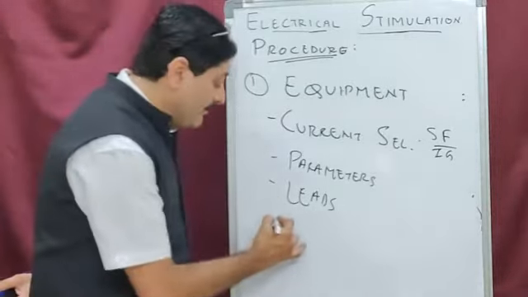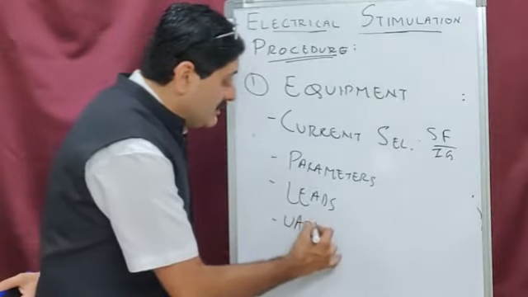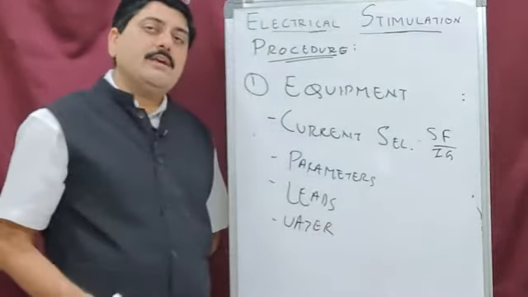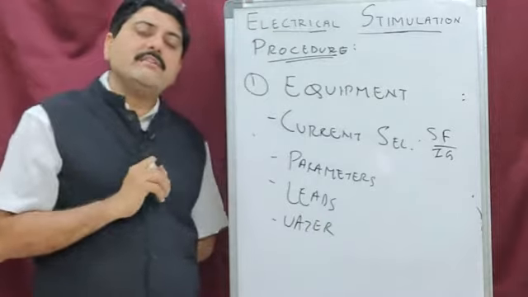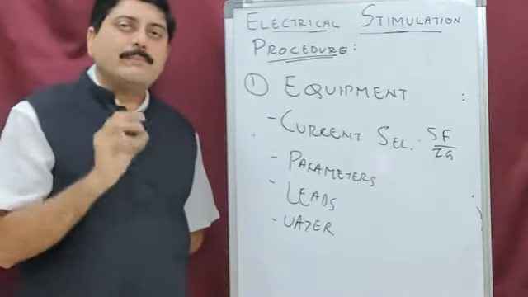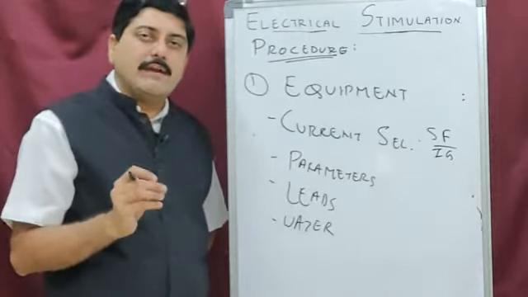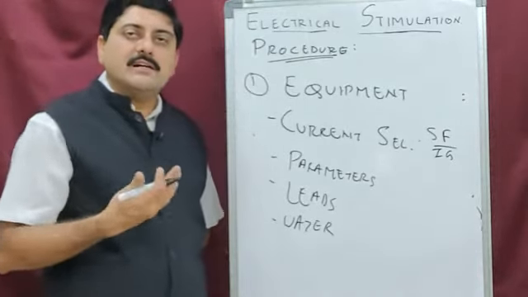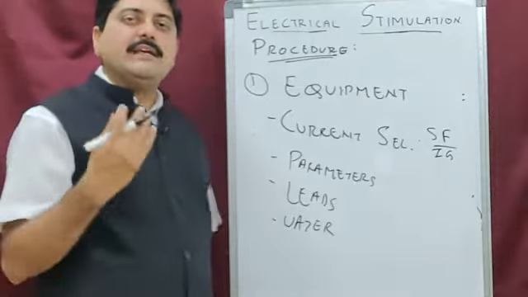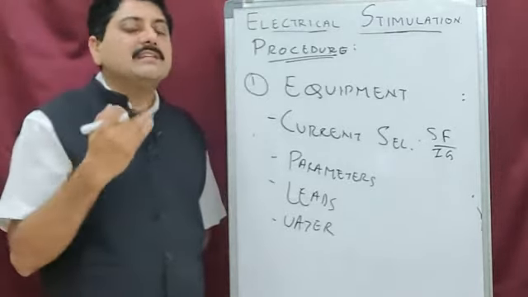So we are using water to reduce the skin resistance, and to avoid concentration of current, you can even cover the pen electrode or the pad electrode with the use of cotton or a gauze piece or anything that can be wet, and it can be used as an interface between the electrode and the patient's skin.